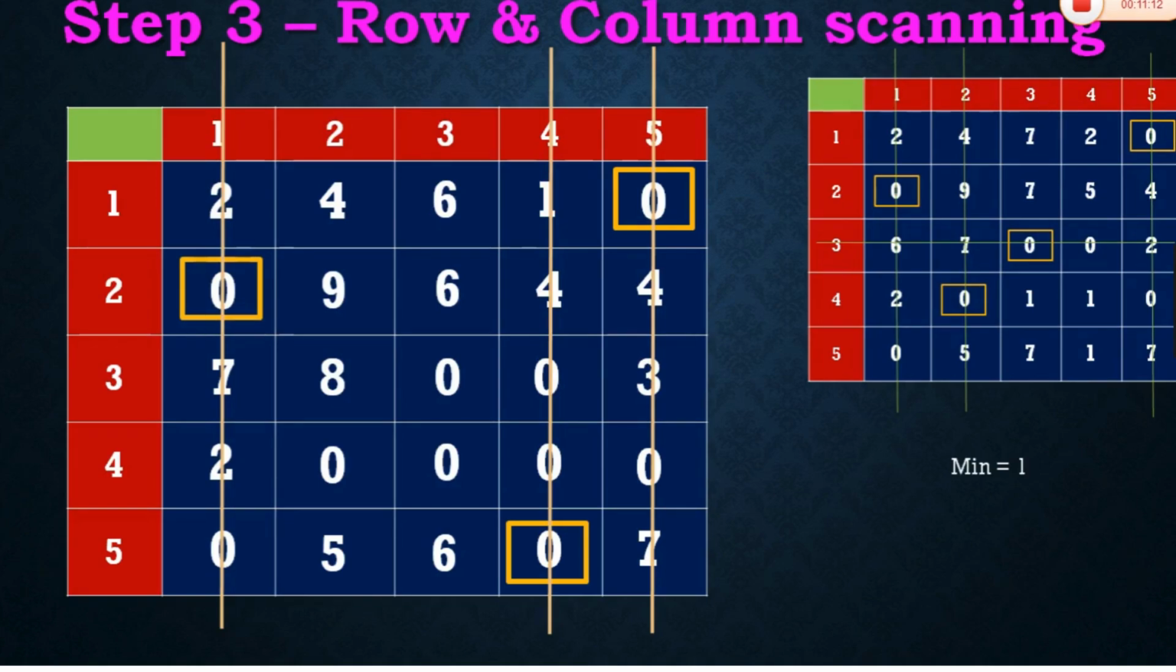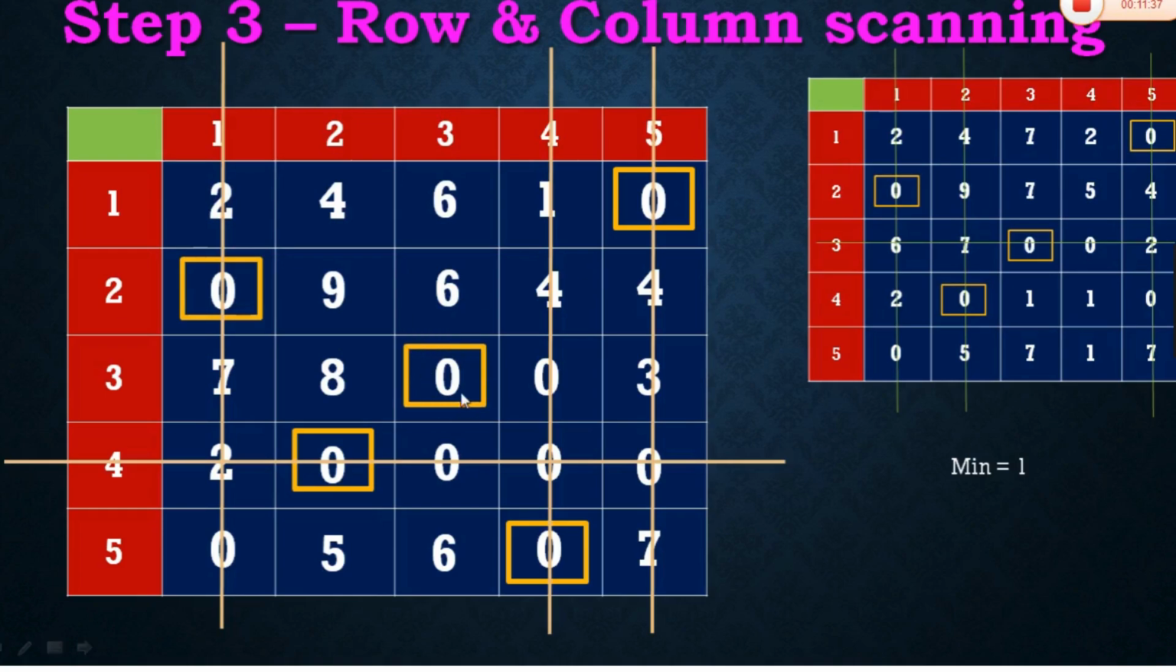After this, we have to go for column scanning. Already, the first column is marked with a line. We have to scan the second column. In the second column, exactly 1 zero is there. So, we have to mark a square around that 0 and draw a horizontal line passing through it. In the third column also, exactly 1 zero is there. As per procedure, the same methodology is followed.